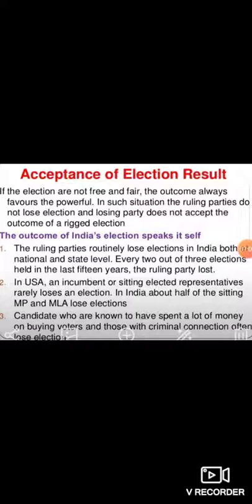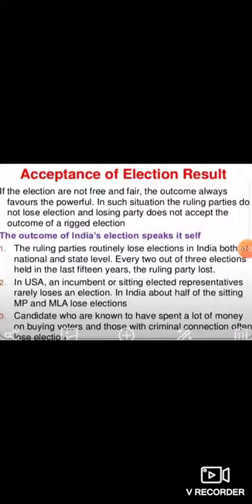Now, the outcome of India's election speaks for itself. The ruling parties routinely lose election in India both at the national and state level. In fact, in every 2 out of 3 elections held in the last 15 years, the ruling party lost.